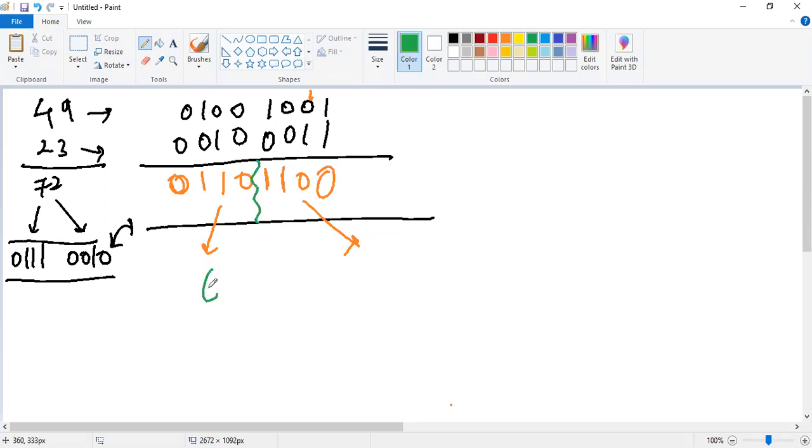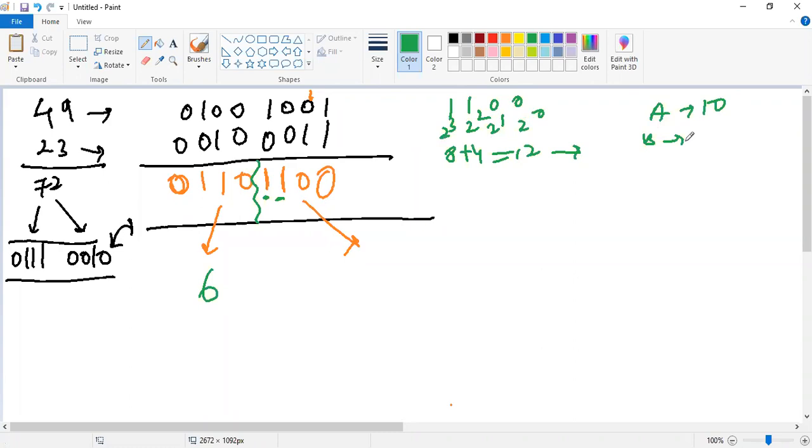See, this represents what? 6. And this represents what? This is your 8 plus 4, 12. So how to find it? 1, 1, 0, 0 means 2 raised to 0, 2 raised to 1, 2 raised to 2, 2 raised to 3. So 8 plus 4. Where there is 1, you have to consider those numbers. So 12. And 12 means what? Your A is 10, your B is 11, and your C is 12. So you are getting C.